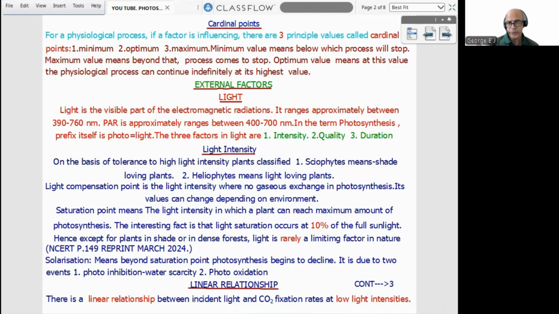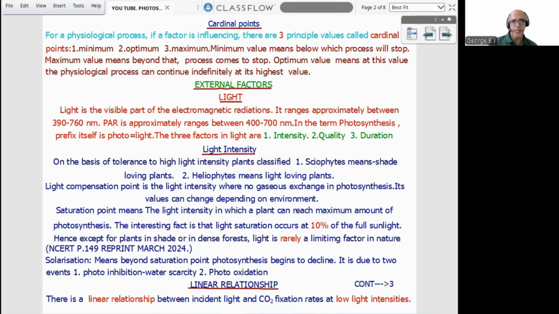When we analyze the term photosynthesis, the prefix photo means light. Concerned with light, we can identify three factors: one is light intensity, second is light quality, and third is light duration. So three factors: intensity, quality, duration. In NCERT this is not fully explained, but still.